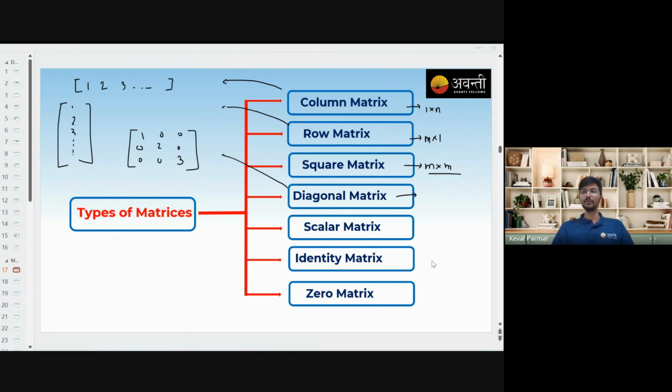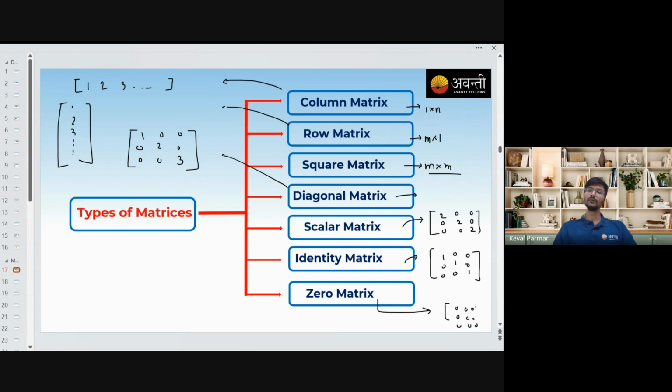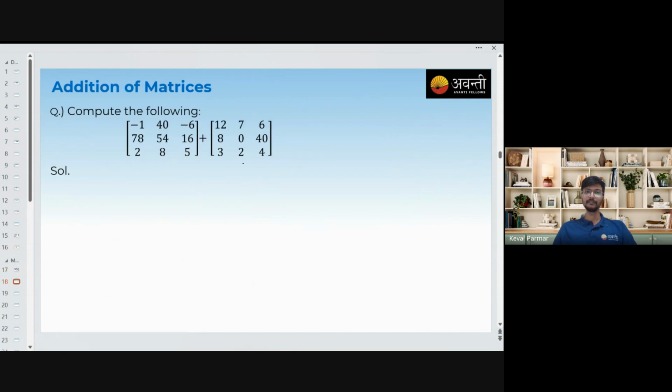Scalar matrix. What is a scalar matrix? The diagonal elements are the same and the rest are all 0. Identity matrix: the diagonal elements are all 1 and the rest are all 0. And zero matrix: everything is 0. Correct, guys? These are some basic types of matrices.